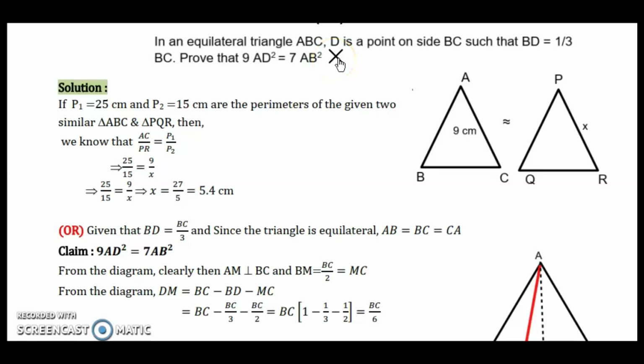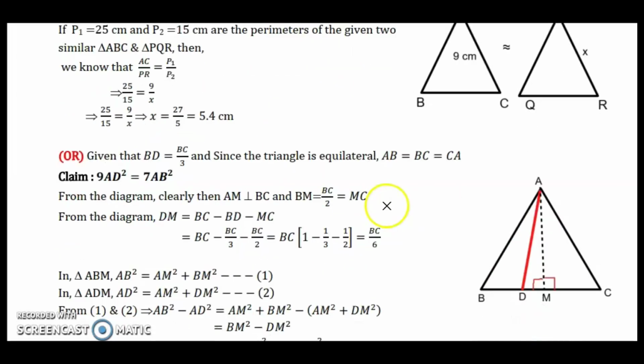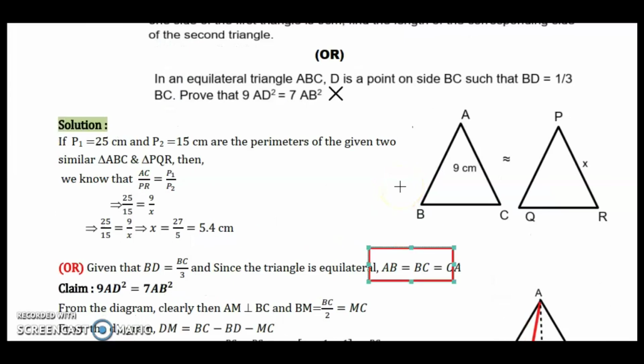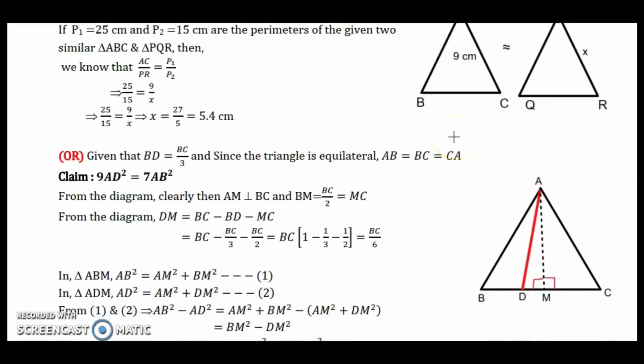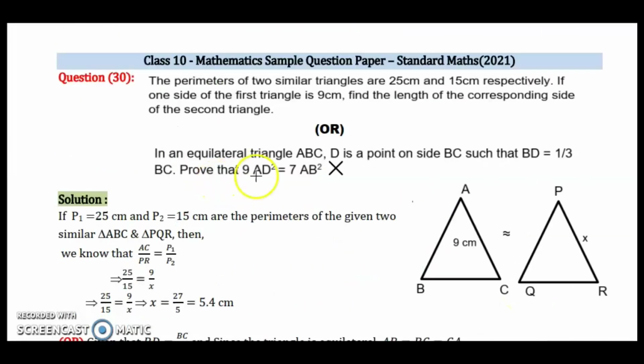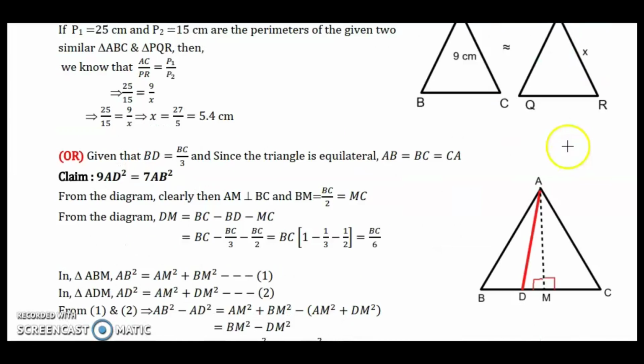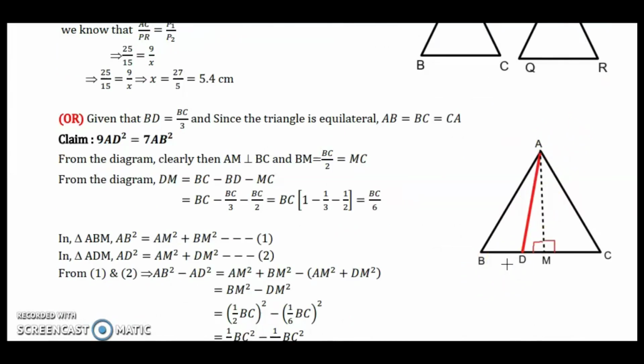Right. Now see the problem. It is an equilateral triangle. If it is an equilateral triangle, all the lengths of the sides are the same. That is AB equal to BC equal to CA, right? But what is the other observation given? D is a point on the side BC such that BD equal to 1 by 3 into BC, right?